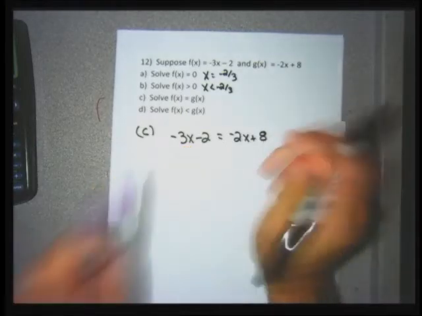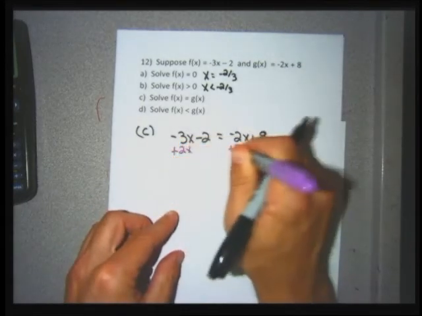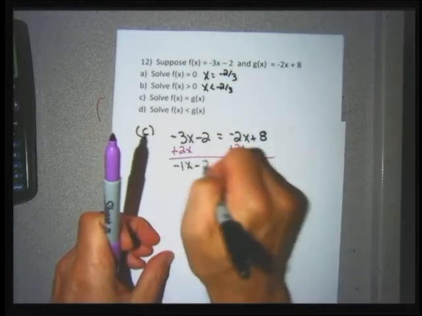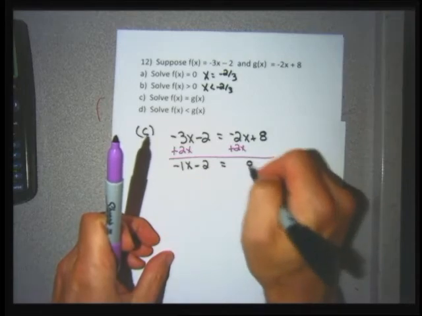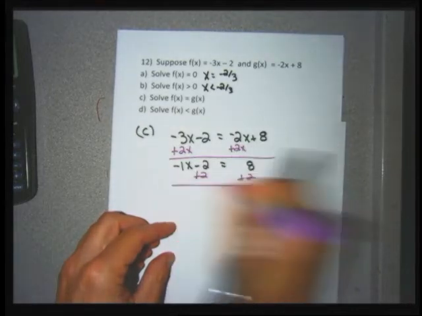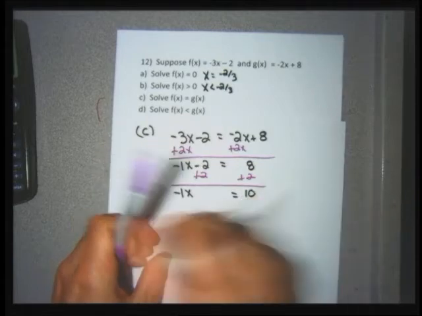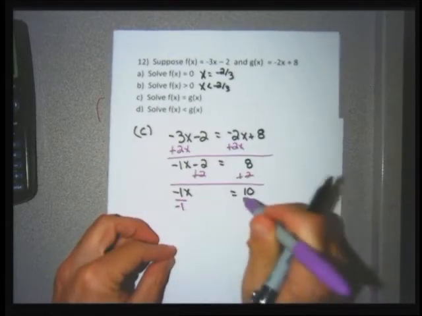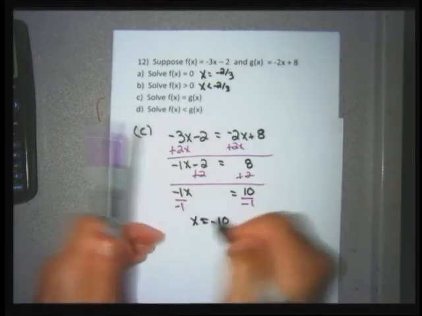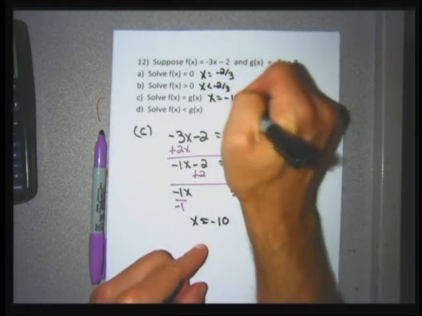If I attempt to solve this for x, I'm going to add 2x to both sides. This will give me negative 1x minus 2 equals 8. Now I'm going to add 2 to both sides. This is going to give me negative 1x equals 10. Now I'm going to divide both sides by negative 1, and I get x equal to negative 10. So my answer for where f of x equals g of x is when x is negative 10.